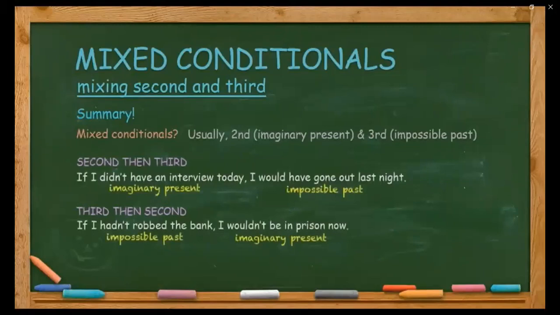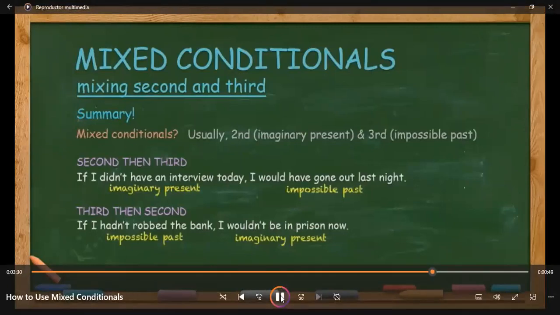If you have the second, then third conditional, you would begin with the imaginary present. So notice the one we use the most is imaginary present, impossible past: second conditional, and then third conditional. This is impossible in the present, and this was impossible in the past. So as the past was impossible, the consequences in the present are unchangeable. And vice versa. If it didn't happen in the past, the consequences in the present wouldn't be possible either.